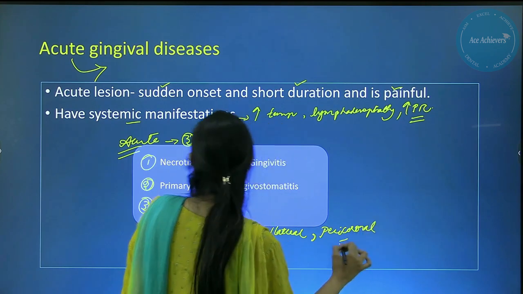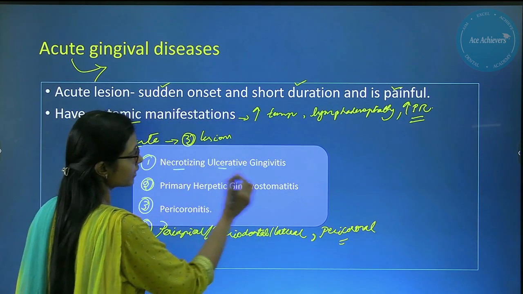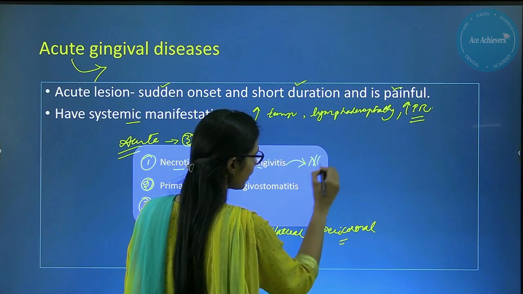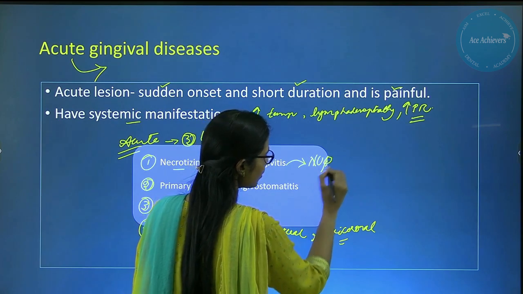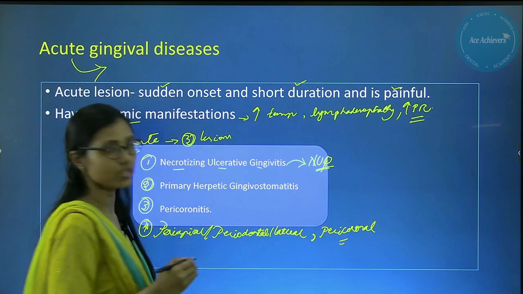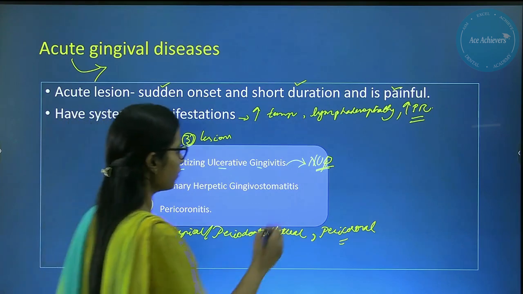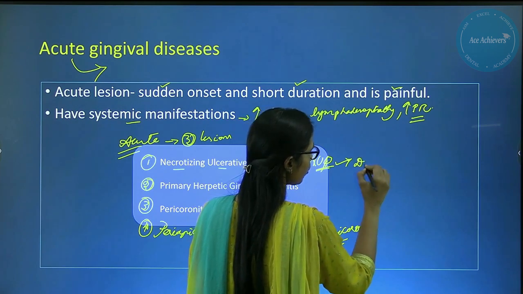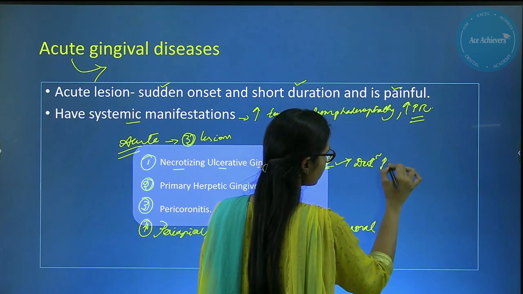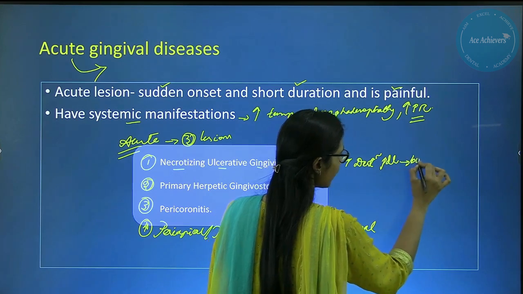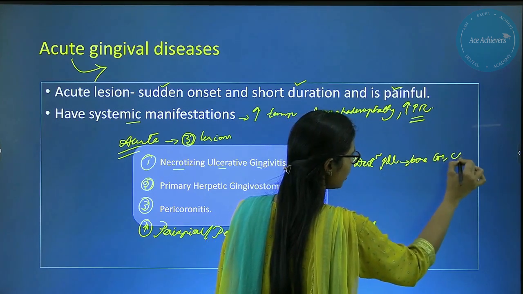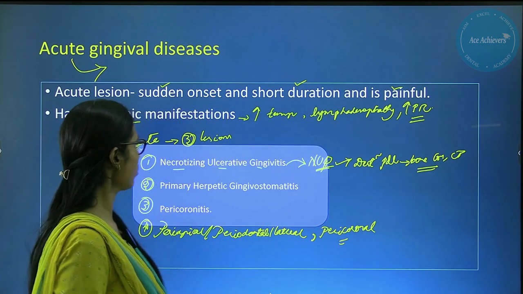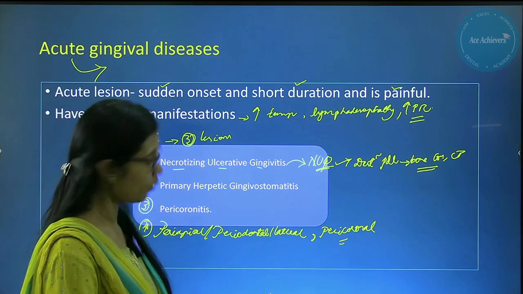Now when we see necrotizing ulcerative gingivitis, it can extend into the underlying periodontal structures and form necrotizing ulcerative periodontitis. It involves the underlying periodontal structures and causes their destruction, leading to bone loss and connective tissue loss. Then it is called acute necrotizing ulcerative periodontitis. Today we will be dealing with it one by one in detail.